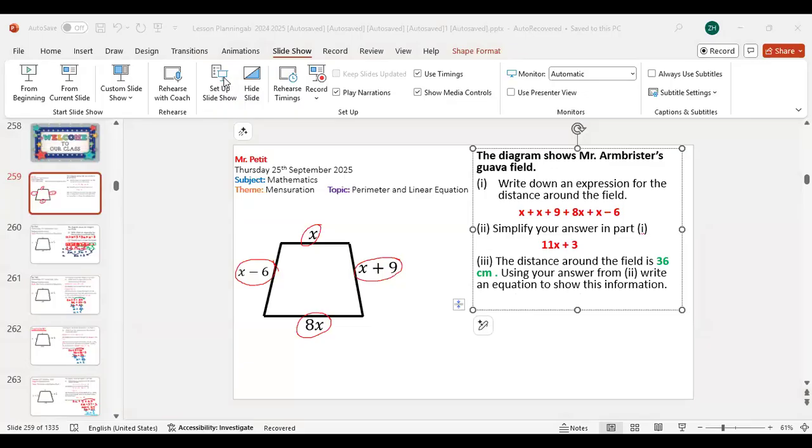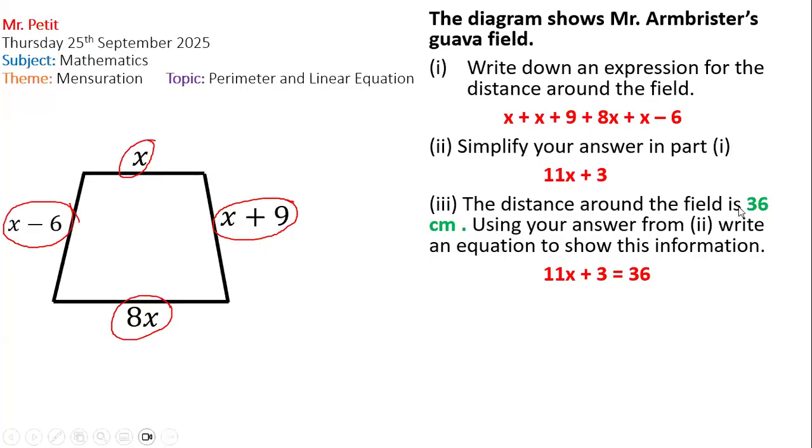11x plus 3 equals 36 centimeters. Very good. 11x plus 3 is equal to 36 centimeters. Now, can anyone tell me why she used 36? Because it's the perimeter. Very good. Because 36 is the perimeter.